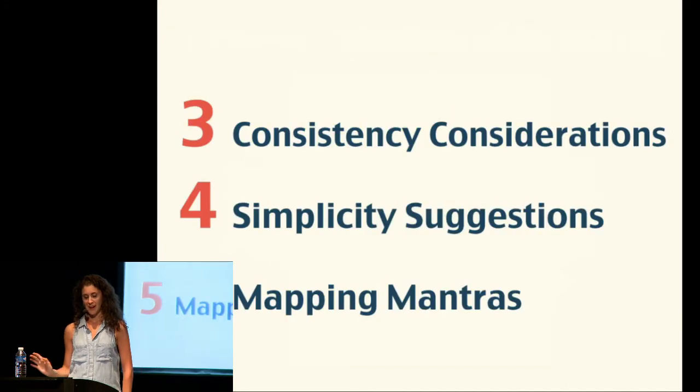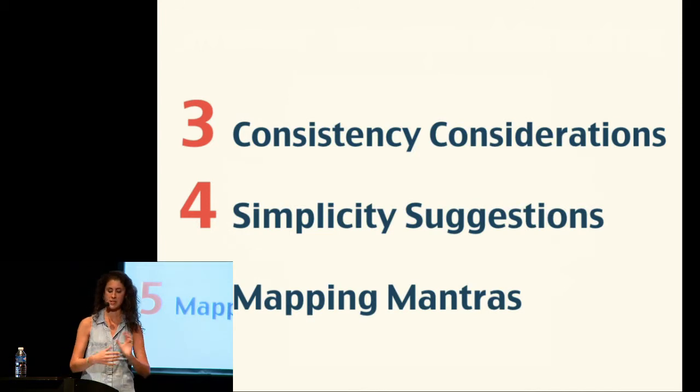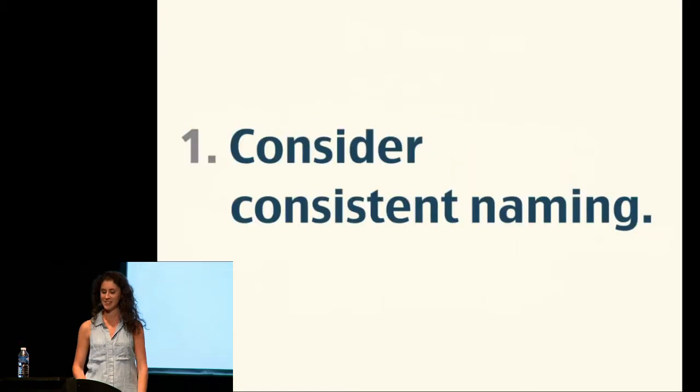So I tried to enumerate a number of things that I've learned within each one of these principles, and we'll share some examples from the Ruby driver showing how to stick with consistency, simplicity, and mapping. So 3 consistency considerations, 4 simplicity suggestions, and 5 mapping mantras. So, consistency considerations. Consider consistent naming.